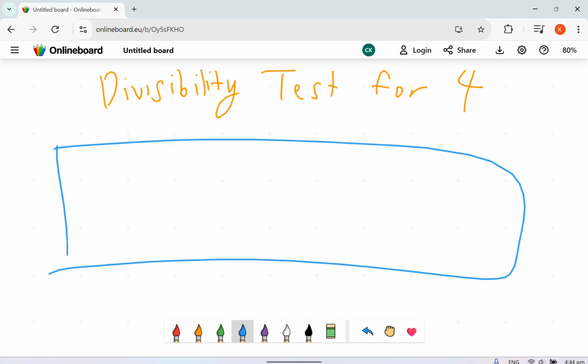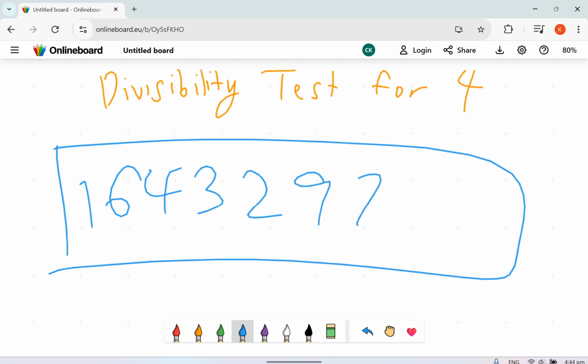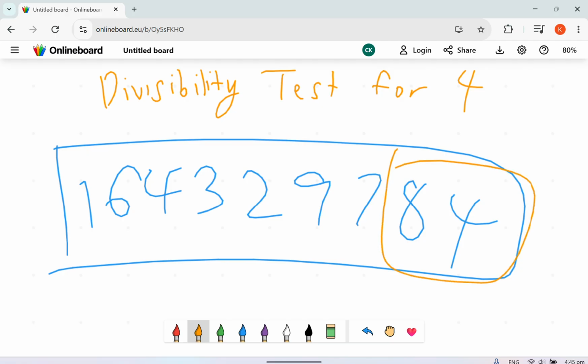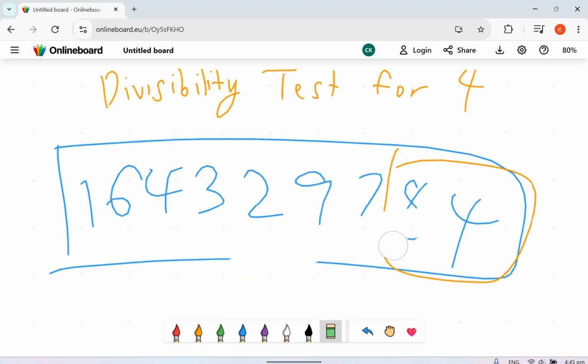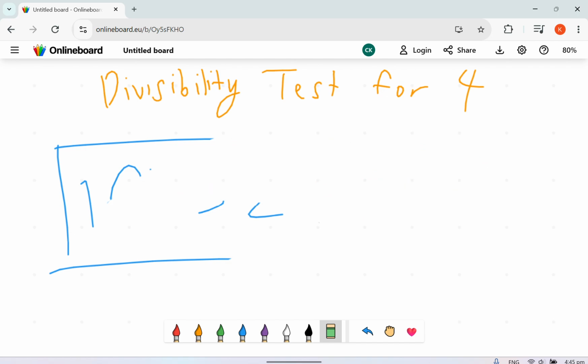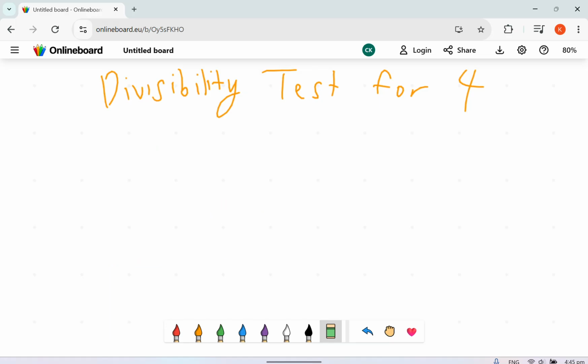Okay, so I'm gonna have a random number: 1, 6, 4, 3, 2, 9, 7, 8, 4. This is divisible by 4. Therefore, the entire number is divisible by 4. Let us go through how this entire thing works. Now, why does it work?